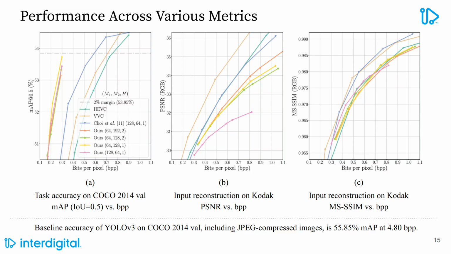The other tested codecs, including Choi et al., HEVC, and VVC, all require at least 0.6 bits per pixel in order to achieve the reference accuracy. Figure B shows the image reconstruction performance as PSNR versus BPP. Here, our model shows a reduction in performance compared to the other codecs. However, as shown in Figure C, when measured in terms of MS-SSIM, our image reconstruction performance is competitive with HEVC.